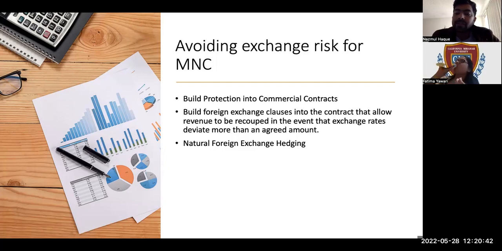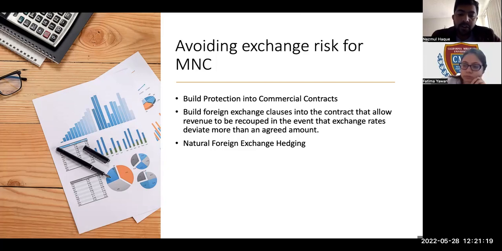Those contracts may last years, and the exchange rate at the time of agreeing the contract and setting the price may then fluctuate and jeopardize profitability. So it may be possible to build foreign exchange clauses into the contract that allow revenue to be recouped if the exchange rate deviates more than an agreed amount. So this is a possible scenario by which multinational companies can benefit.